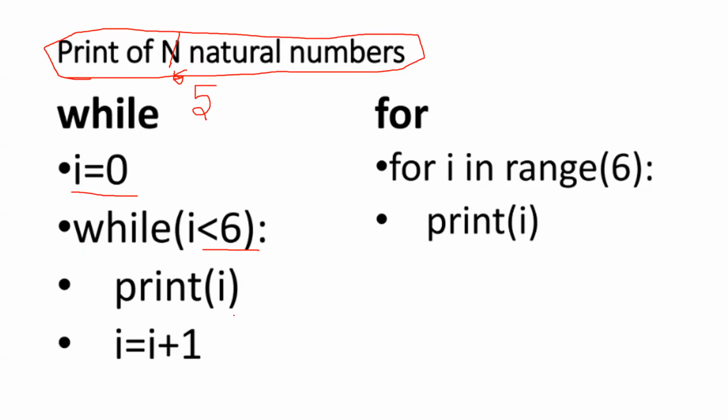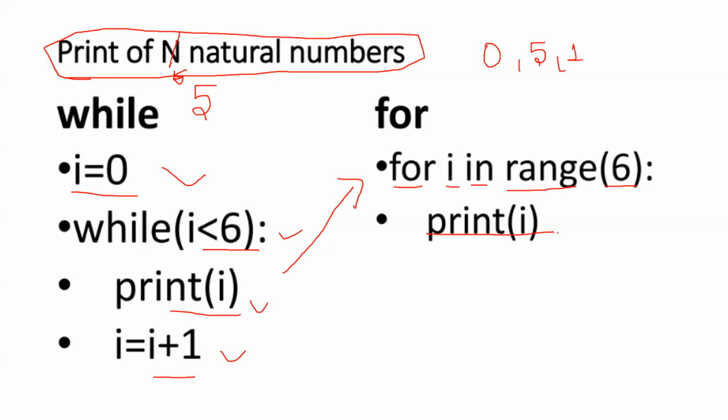The value will be printed and it will be incremented. But the same code, 1, 2, 3, 4 lines of code, can be converted to a for loop. We just have to write for i in range(6). What does it mean by 6? It means it will automatically start from 0, end at 5, and move one by one and print the value.